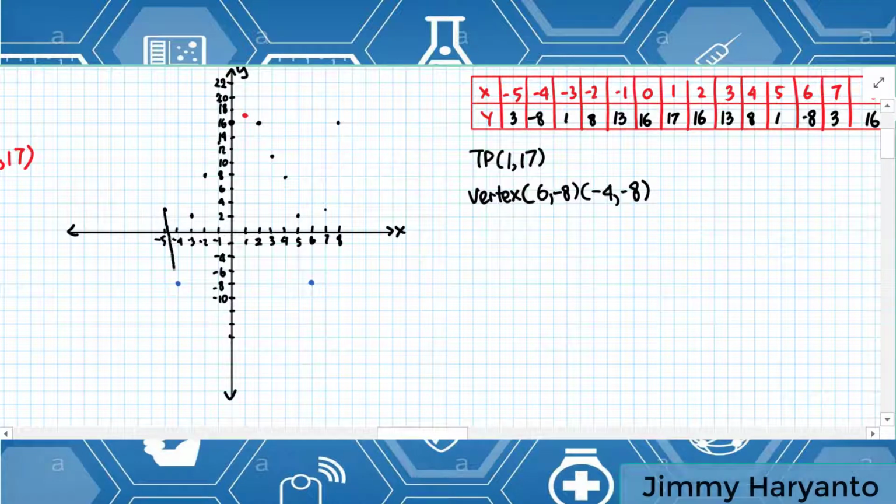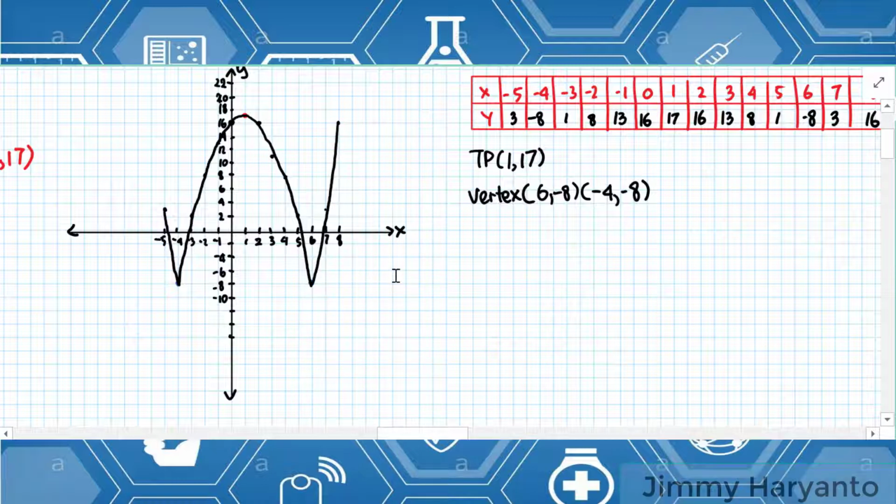So it will be like this, and then for this one, okay, and then like that, and then that. Okay, so this is your graph. Next we have to find the x-intercept.